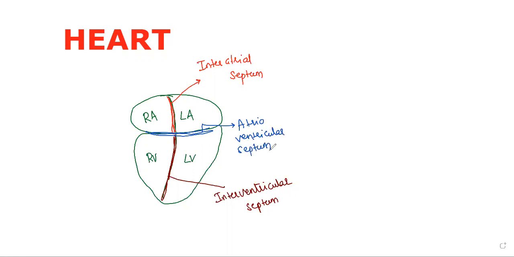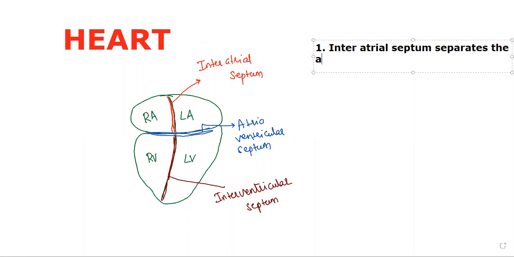In this particular diagram, we are trying to learn about the septum, only the separation. The issues of separation we are discussing now. Number one, interatrial septum. The interatrial septum separates the atria into right atria and left atria.